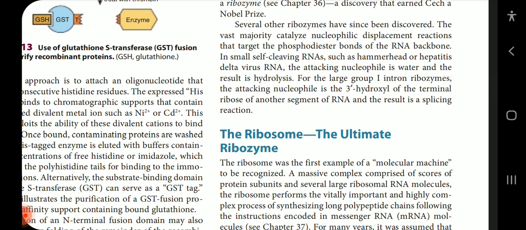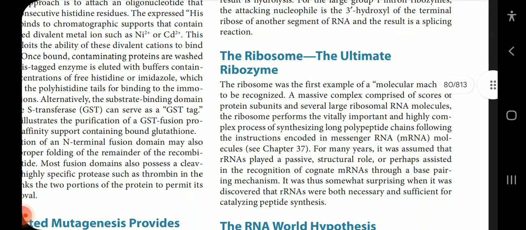Several other ribozymes have since been discovered. The vast majority catalyze nucleophilic displacement reactions that target the phosphodiester bonds of the RNA backbone. In small self-cleaving RNAs such as hammerhead or hepatitis delta virus RNA, the attacking nucleophile is water and the result is hydrolysis. For the large group 1 intron ribozymes, the attacking nucleophile is the 3'-hydroxyl of the terminal ribose of another segment of RNA and the result is a splicing reaction.